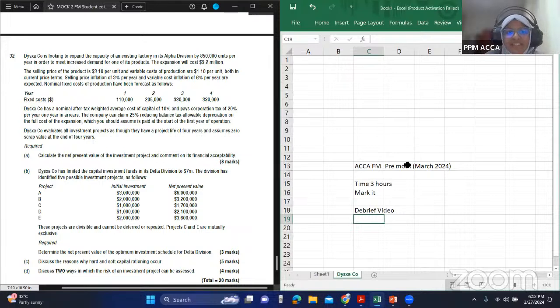The reason is, this is released just before the March 2024 session, so obviously there will be some resemblance to the actual exam you're going to get. If not, they won't release something for no reason. I'm not saying it will be a 100% copy, obviously it won't, but there will be some resemblance. So make it a point to do this. All right.